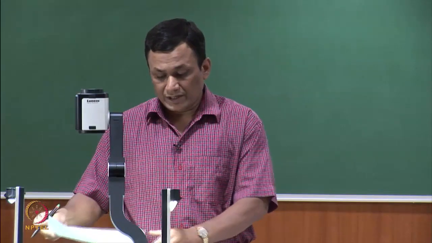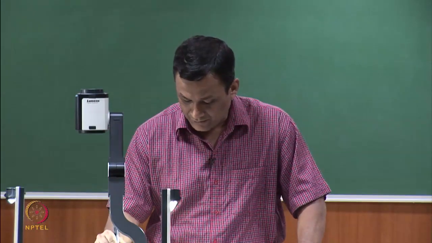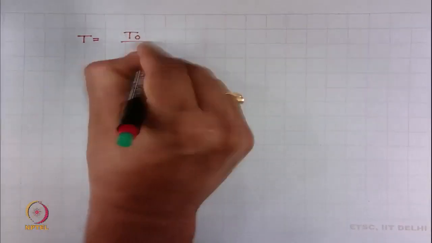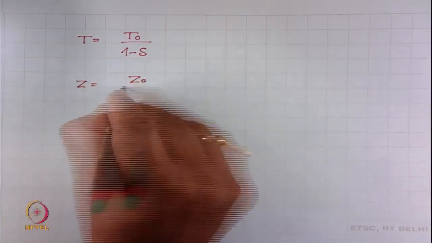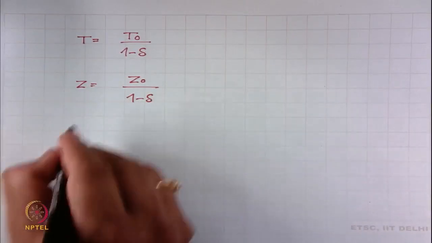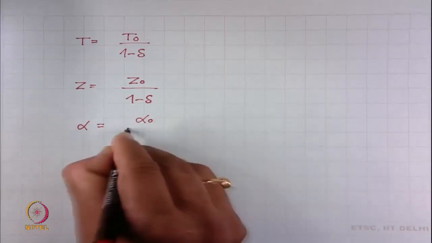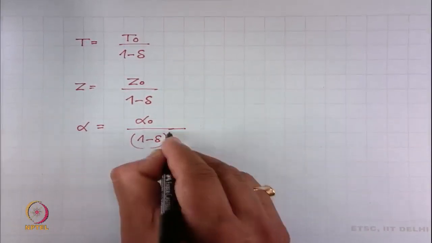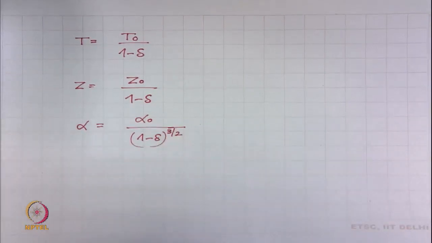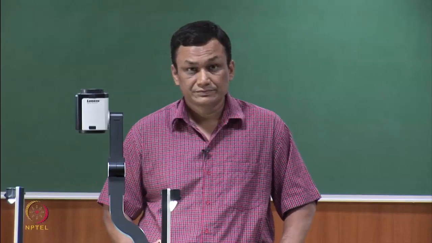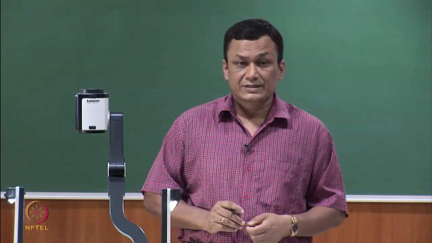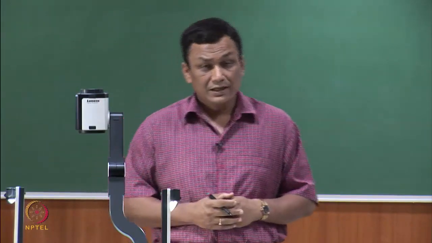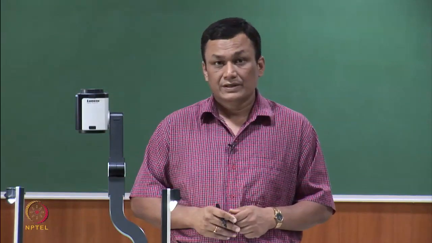So, you remember three relations that we will use later on. First was t naught by 1 minus retraction. Second was z naught 1 minus retraction. Third was alpha naught (1 minus retraction) to the power 3/2. So, these three relations we have derived, and we will use them in this module subsequently, right. So, we have established all characteristics in a non-twisted bundle as well as in a twisted bundle, right.